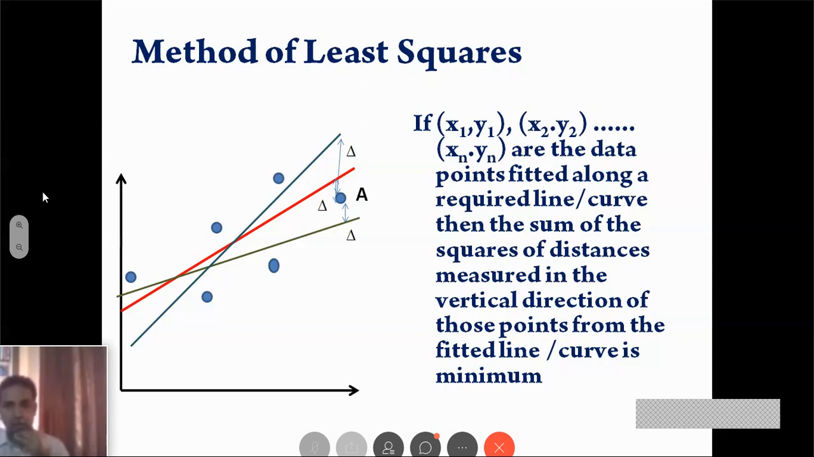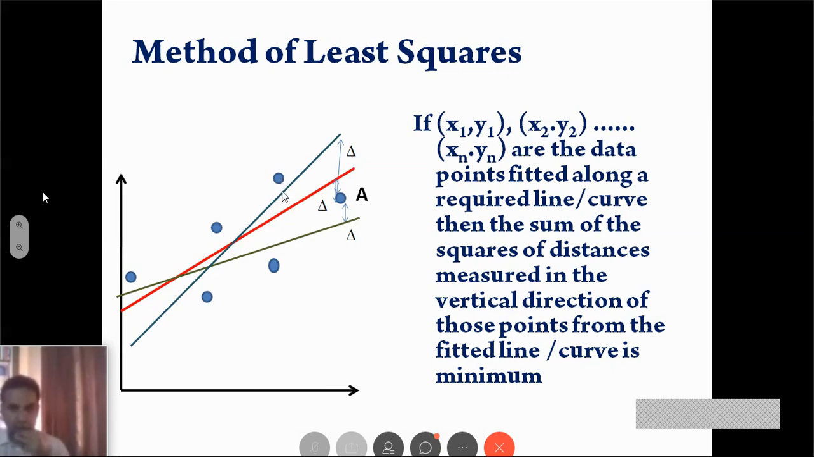So we have to rely on a theorem called least squares. What it says is that if you look at the point A, which we have just discussed, the vertical distance of this point A to one of the red lines is a small delta. Now, another line which you have plotted, the green line, you see another delta. You got a line lower, you got another delta. Likewise, every point has got a vertical deviation from its original plot to the line which you have fitted.